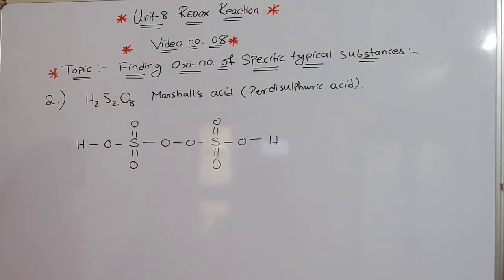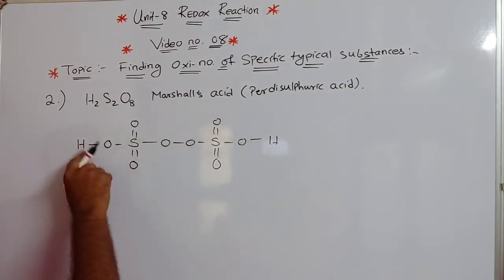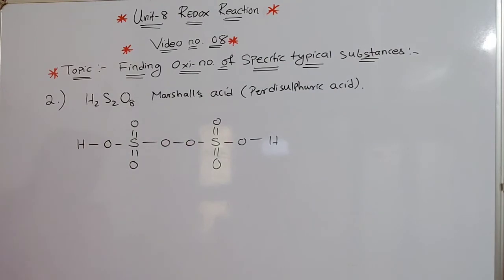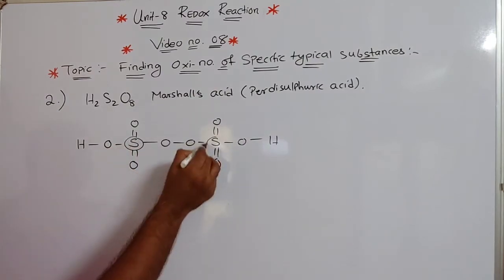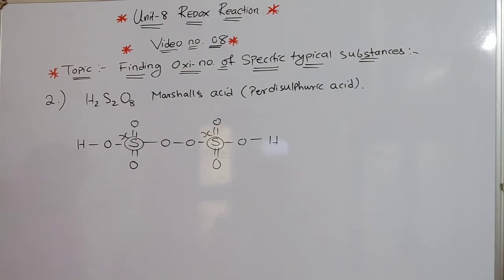Proper, no? It is 1, 2, 3, 4. 1, 2, 3, 4, H2 and S2. Okay, it is proper. Now in this case, when we say we have to find out sulfur, so sulfur we will take X. But there are 2, so we will take it as 2X in this.